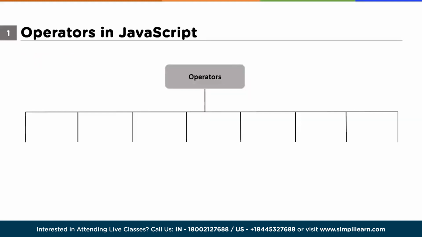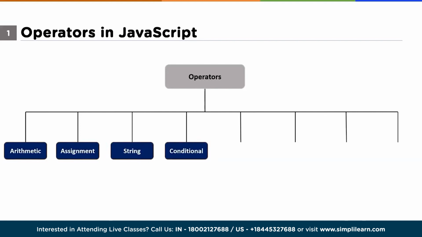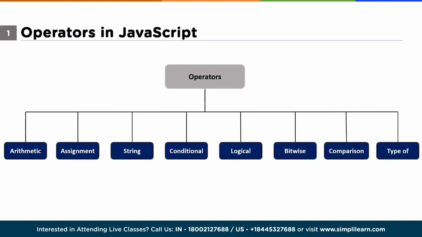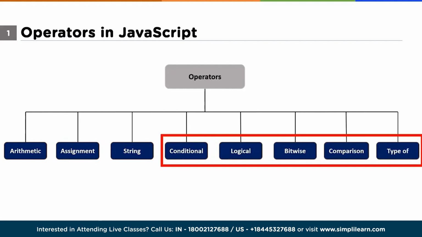Now we will cover the rest of the operators. Now we are left with 5 more. These are the first 3 operators. Now we are left with conditional operators, logical operators, bitwise operators, comparison operators, and finally the typeof operator. So these are the 5 operators we are going to cover today.